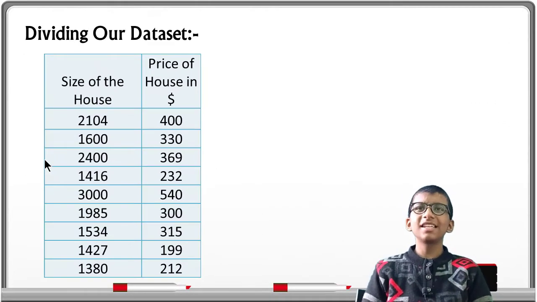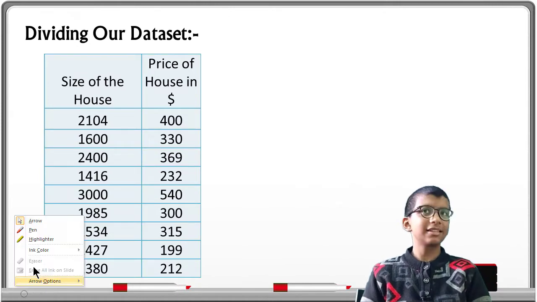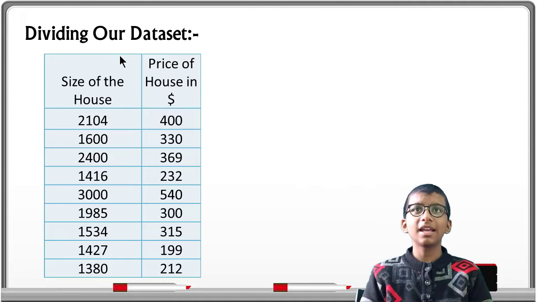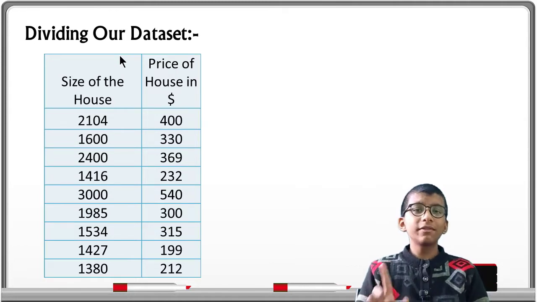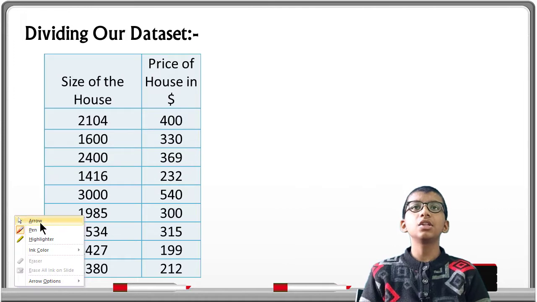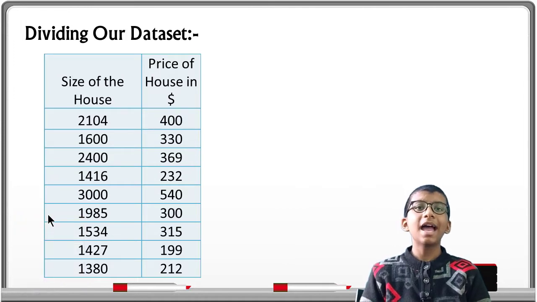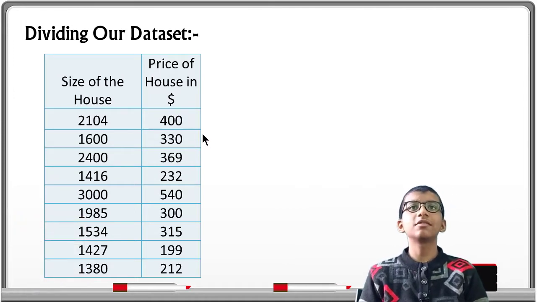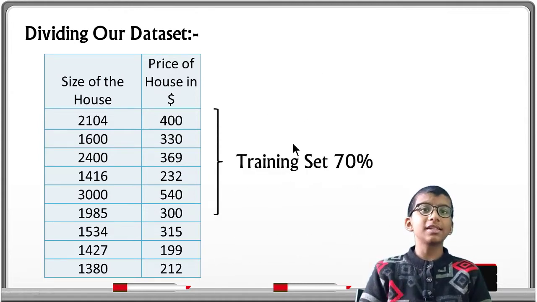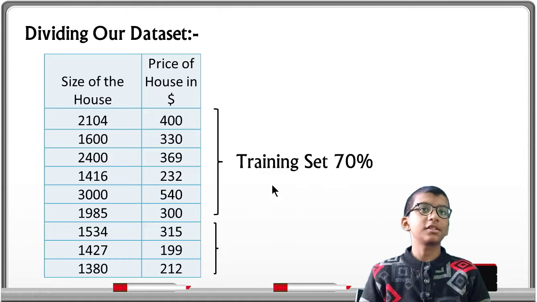So let's explore our second solution. Here we have to divide our data set, and for that we can simply divide our data set into training sets and testing sets, something like 70% for the training set and 30% for the testing set.